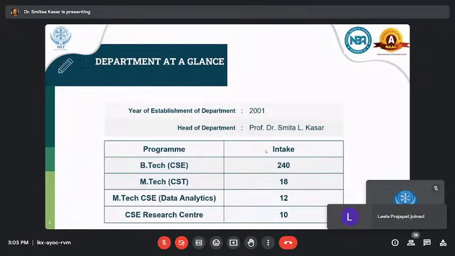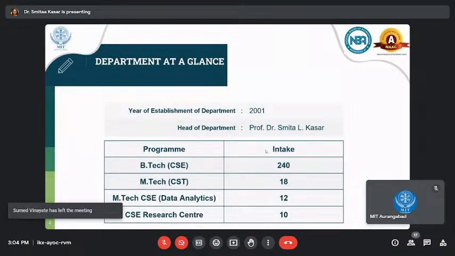We also run an MTech program in Computer Science and Technology. The intake for this program is 18. We have one more MTech in Computer Science and Engineering with specialization in data analytics with 12 seats. And we do have a CSE research center with 10 students.